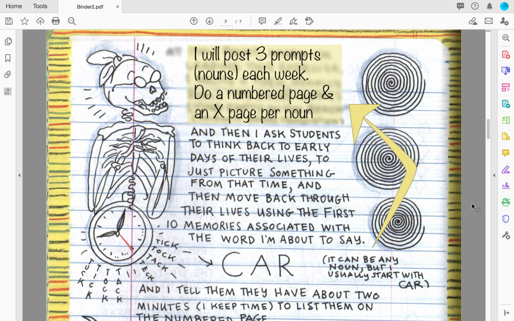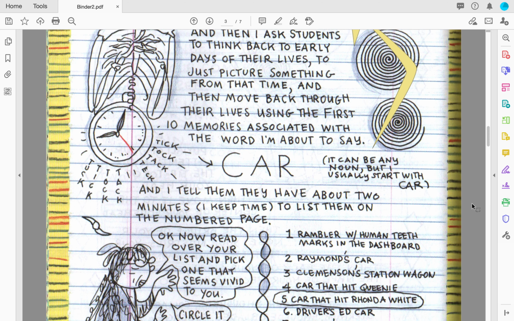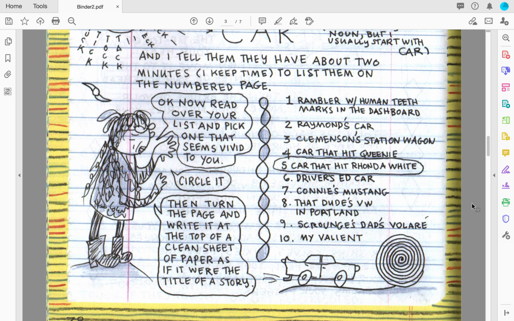So for each of these prompts, you're going to do a numbered page. And you're also going to do an X page, but we'll get to that in a minute. So for the number pages, you're going to have 2 minutes, and again, I'm going to keep time for you. You're going to write down 10 scenes, 10 things that pop into your mind for car.